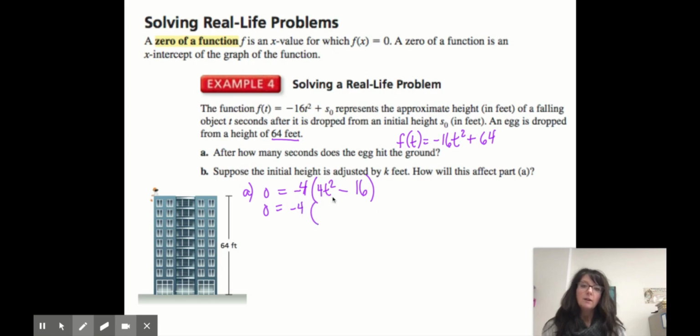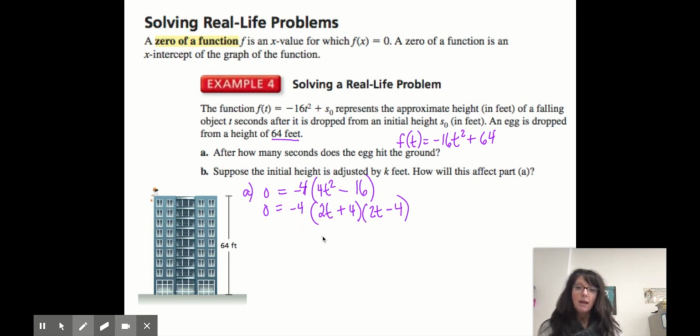So we will have 2t plus 4 and 2t minus 4, because this is a special pattern. Now, this example isn't in your student journal. It's in the textbook, but I thought it'd be better if I explained it before we do any word problems down the road or solving for these zeros. So now we need to solve for t to find our time. And we know that this negative 4, there's no variable here, so we just divide both sides by negative 4 and it's gone.